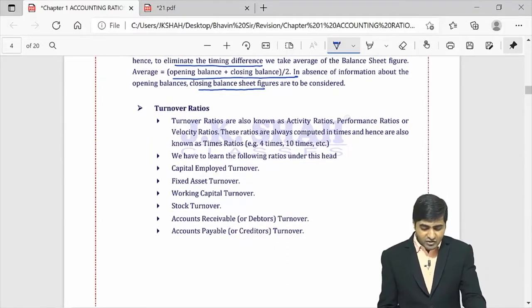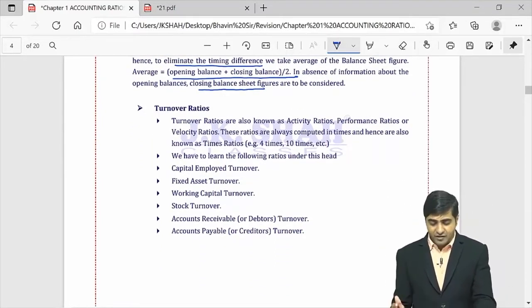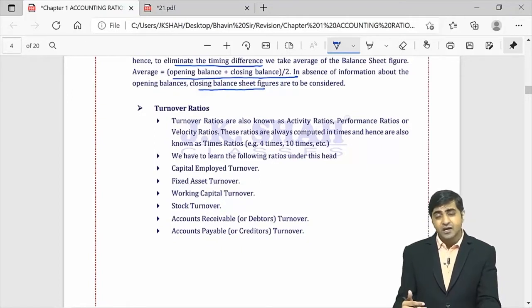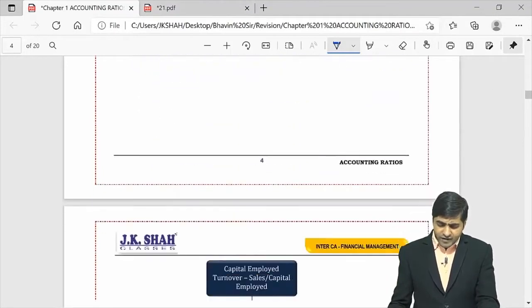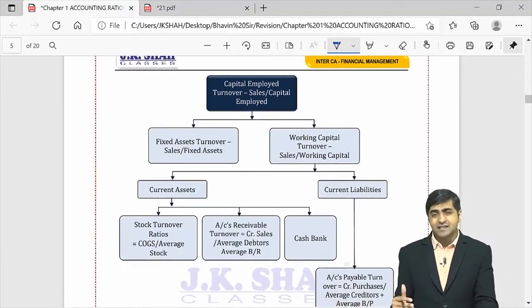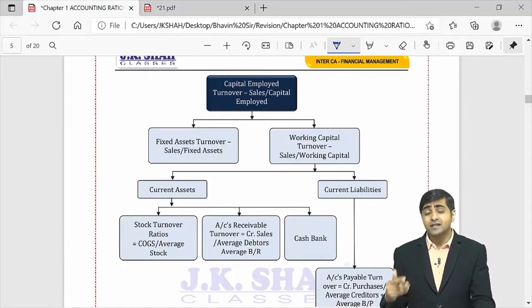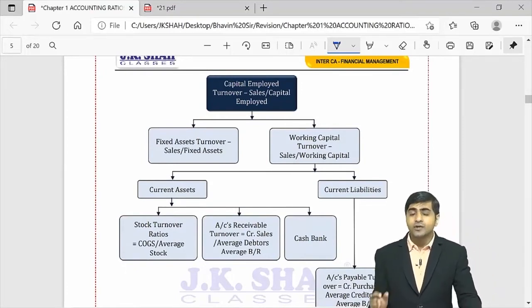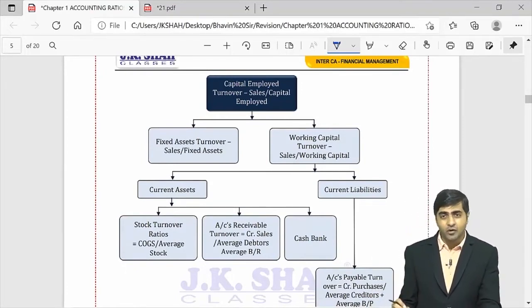Now guys, these mixed ratios we are going to divide into 2 main sets, the first one being your turnover ratios. For the turnover ratios, we first have to understand the fixed asset turnover ratio. What will be treated as the fixed asset turnover ratio? It signifies the sales generated with the quantum of fixed assets which has been employed.